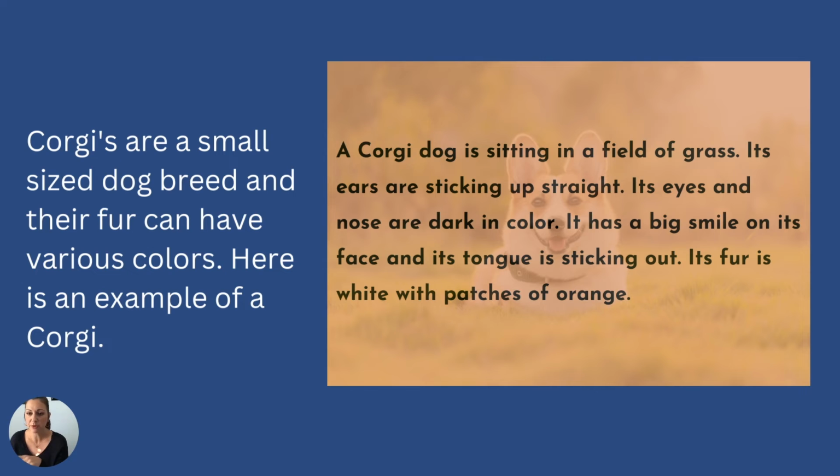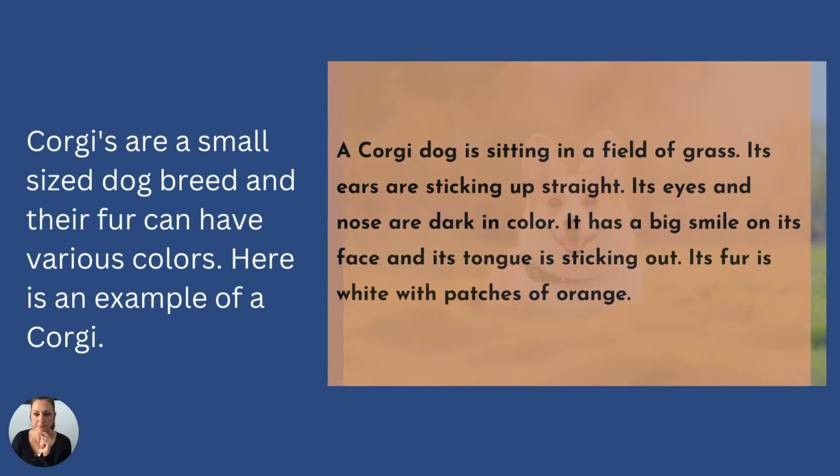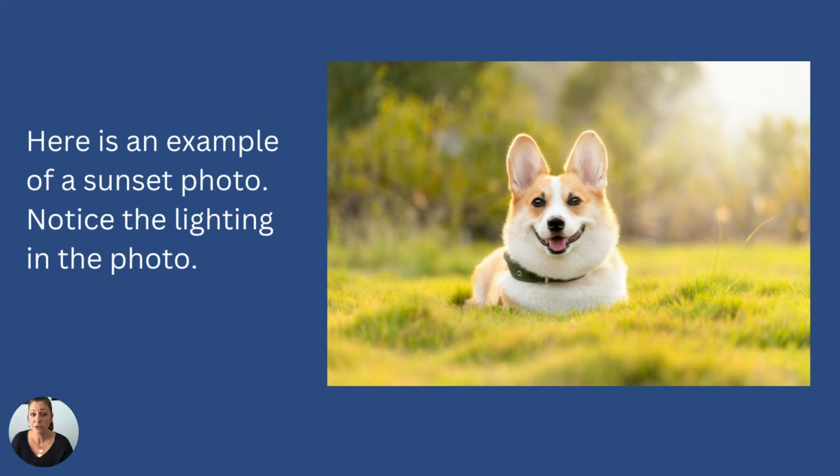So now I want to look at the same image, but with different context. And let's see what happens here. Okay, so this is the exact same image. Now think of it in an online course that's teaching students about photography. Here's what appears in the course. I'm going to read you the text, and then we have the same image as the last slide. Here is an example of a sunset photo. Notice the lighting in the photo.